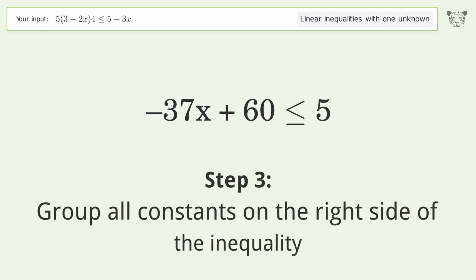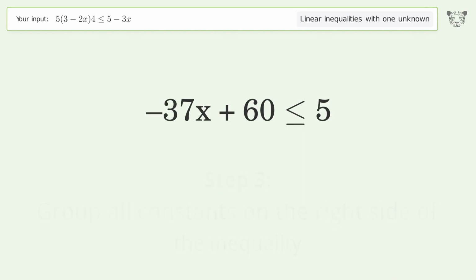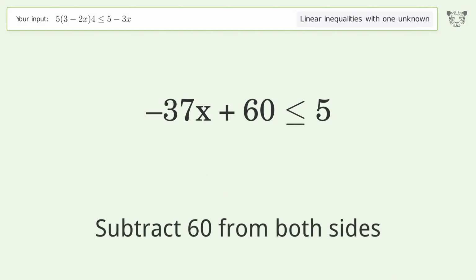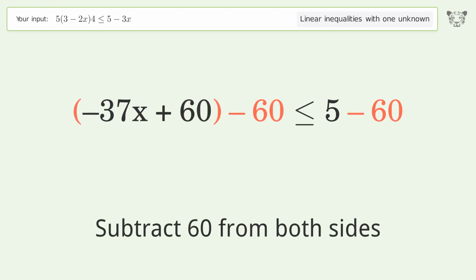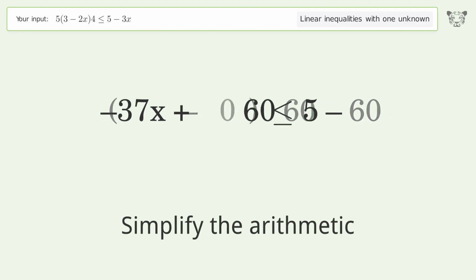Group all constants on the right side of the inequality. Subtract 60 from both sides. Simplify the arithmetic.